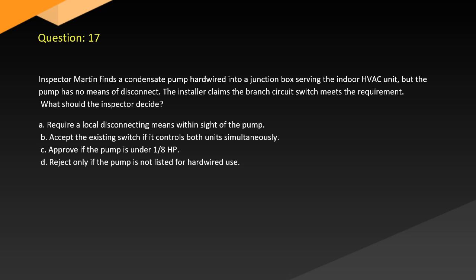Question 17. Inspector Martin finds a condensate pump hardwired into a junction box serving the indoor HVAC unit, but the pump has no means of disconnect. The installer claims the branch circuit switch meets the requirement. What should the inspector decide? A. Require a local disconnecting means within sight of the pump. B. Accept the existing switch if it controls both units simultaneously. C. Approve if the pump is under 1 HP. D. Reject only if the pump is not listed for hardwired use.